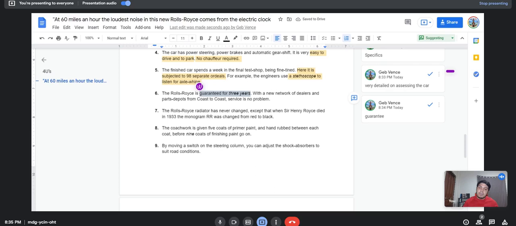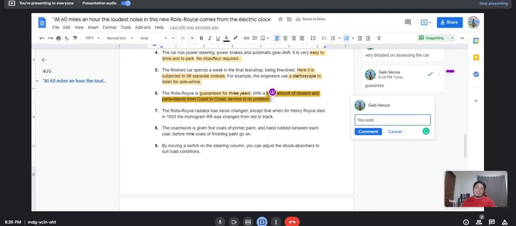There should be a guarantee of 3 years. With the new network, so nakikita nyo, there's a word new. New network of dealers and parts depots from coast to coast, service is no problem. So that means in this area he's talking about, you won't worry about your car ever. Yan lang yan.